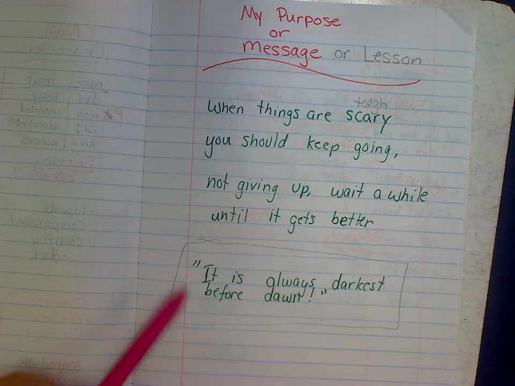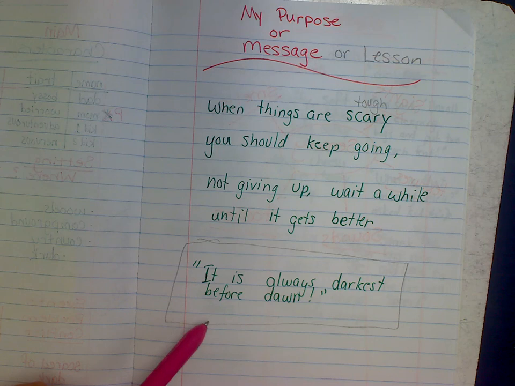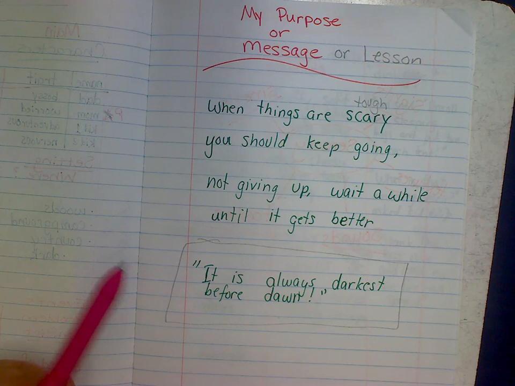And I always thought of this either quote or this proverb that someone said one time. It's always darkest before dawn. And so, meaning when the sun comes up, everything scary is going to seem much better. And so that's my message.